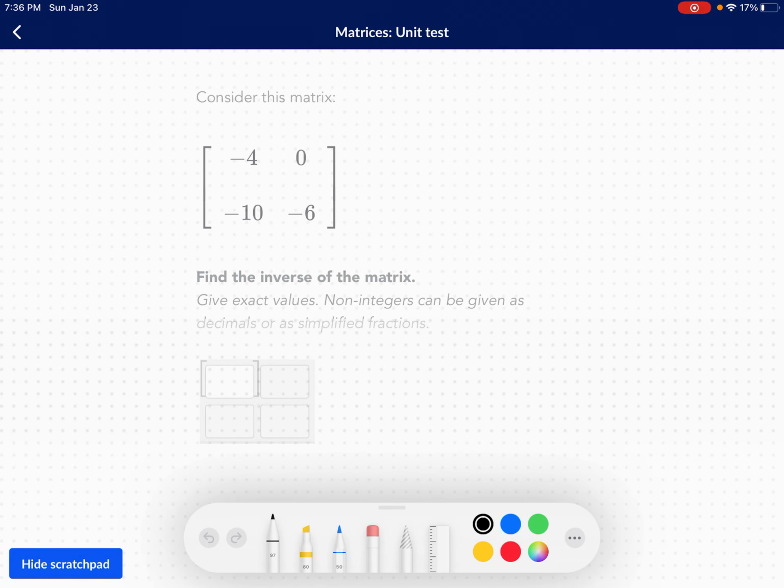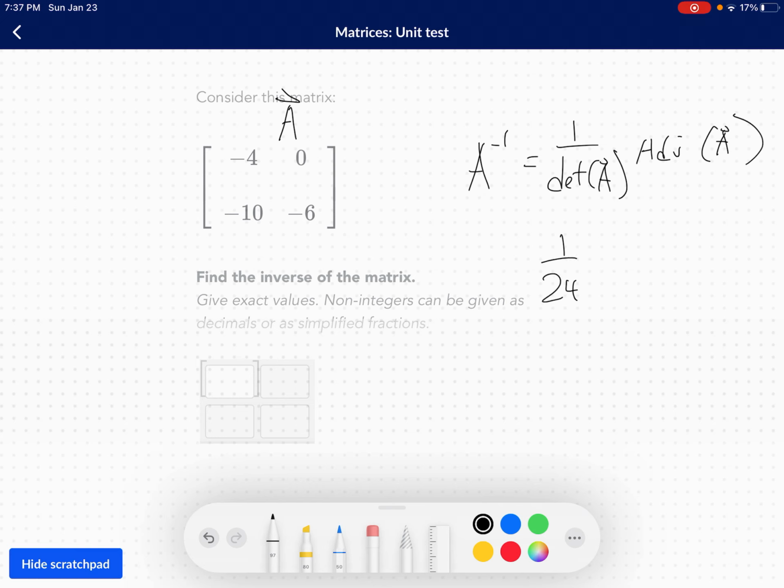the inverse of the matrix, let's call this A, is 1 over the determinant of A multiplied by the adjoint of A. So the determinant is -4 times -6, which is 24, minus 0 times -10, which is just 0, so it's just 24. So 1 over 24.